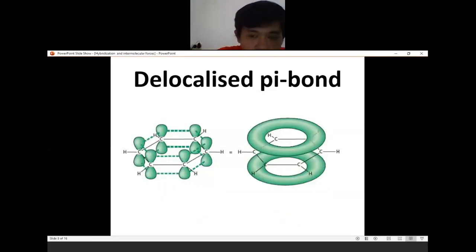Next, delocalized pi bond. What is the meaning of delocalized pi bond? A delocalized pi bond is because the double bond can rotate to any position of the carbon atoms within the ring. That makes the pi bond can be drawn up and down, so forming a ring structure. This is in benzene, to show the double bond that can rotate. That's the reason the shape is like a ring.